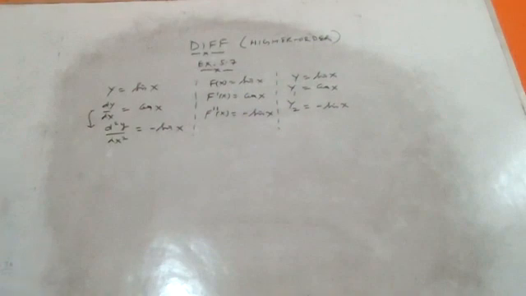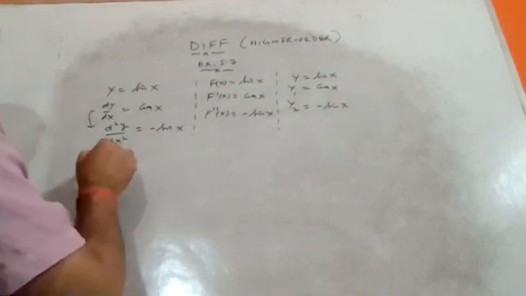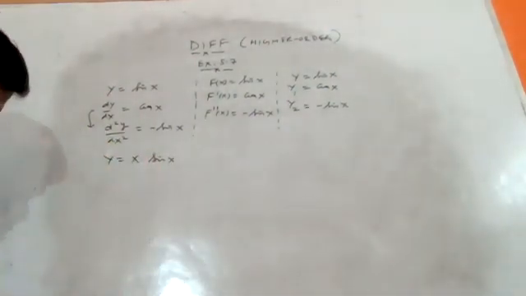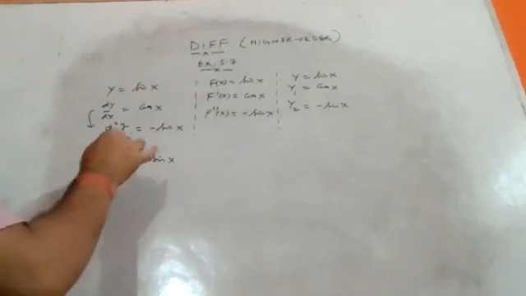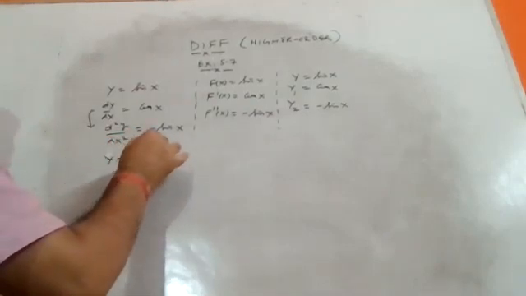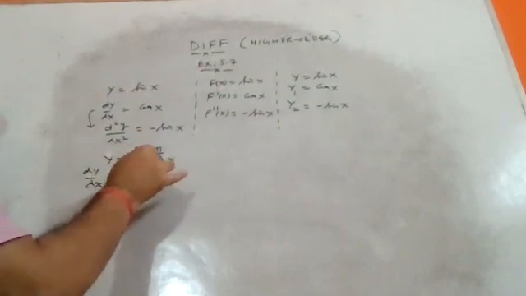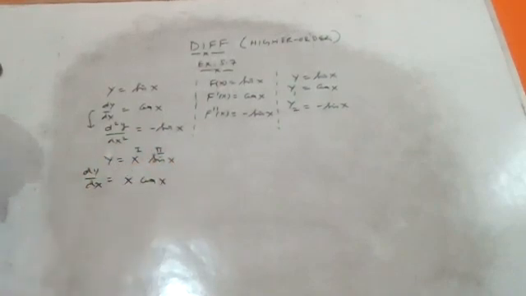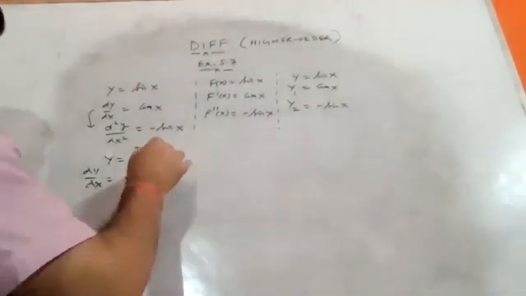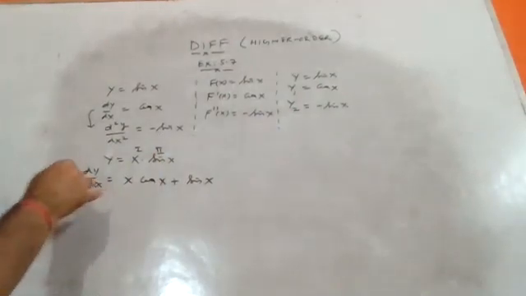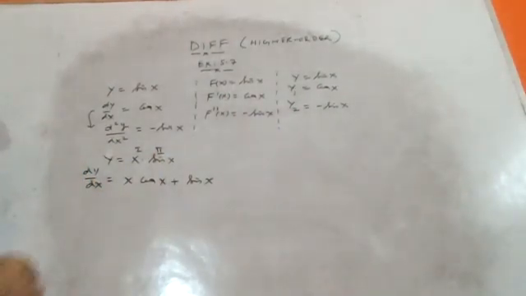Right? First, they ask if y is equal to x sin x, find second order derivative. We have to use the product rule. This is first, this is second, and use dy upon dx. First into differentiation of second plus second into differentiation of first. Sin x differentiation is cos x, plus sin x as such, x differentiation is 1. So dy upon dx is x cos x plus sin x.